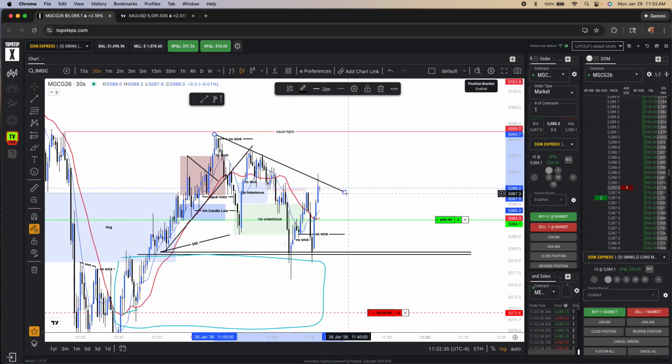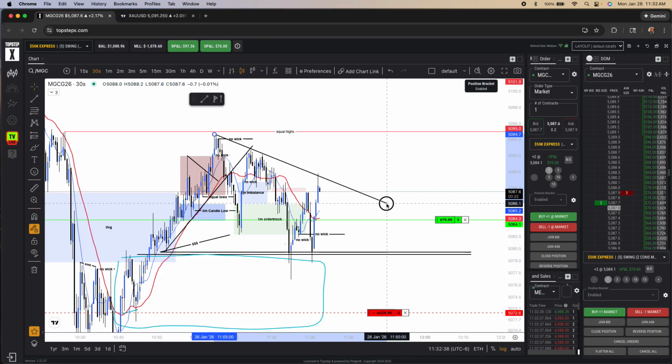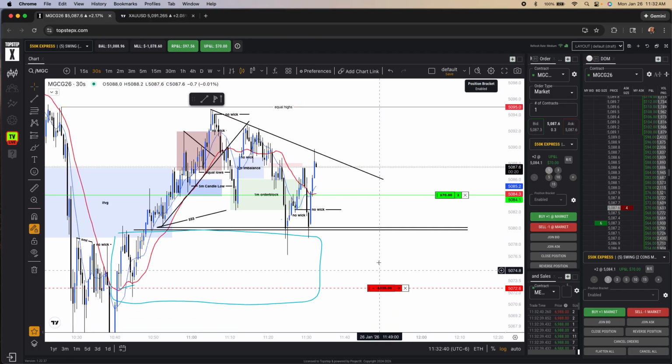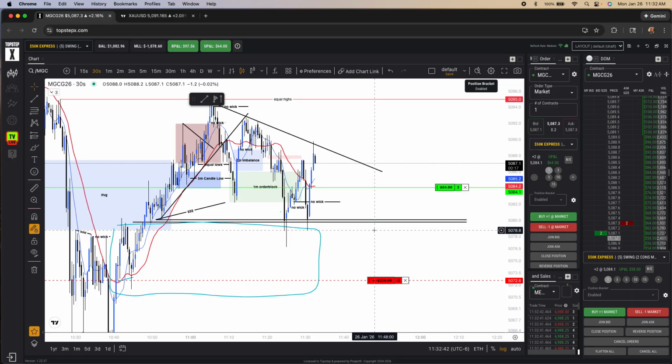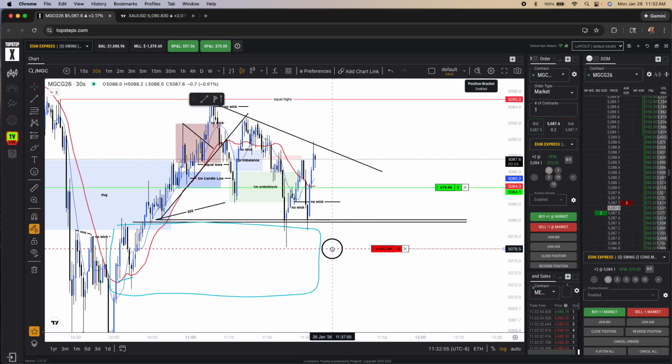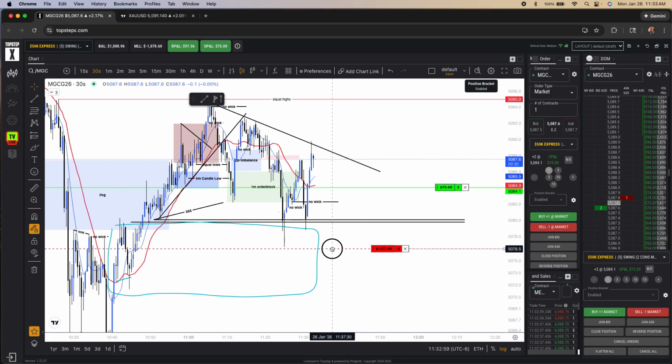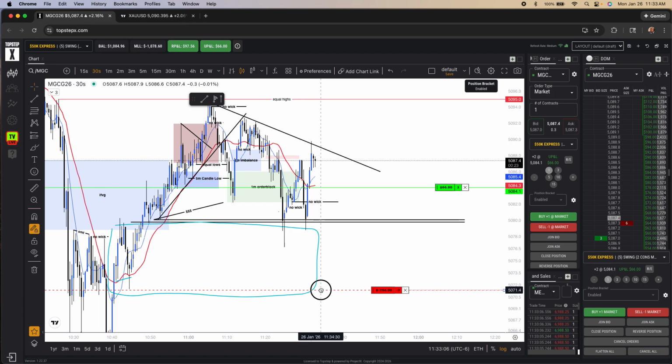I'm already kind of thinking about lowering my risk. We're risking 230 total, so that'll be 120 for the day we're now risking, which is decent. That's okay. If we move it up here, we're risking 60 for the day. I don't think we're coming back down this low, to be honest, but you never know. So we're gonna move it back down to this low.